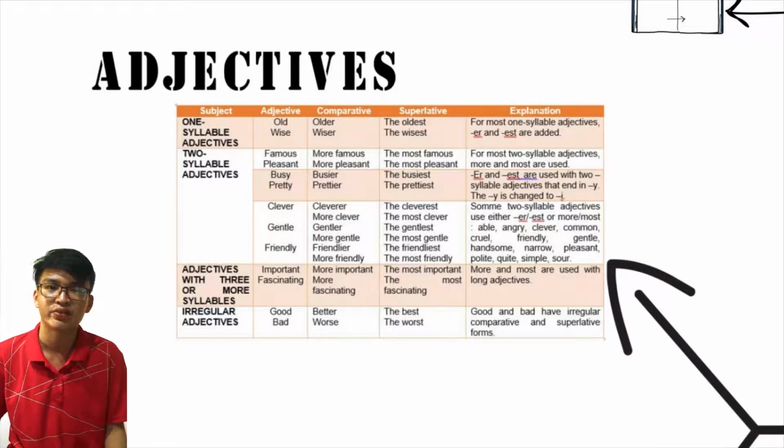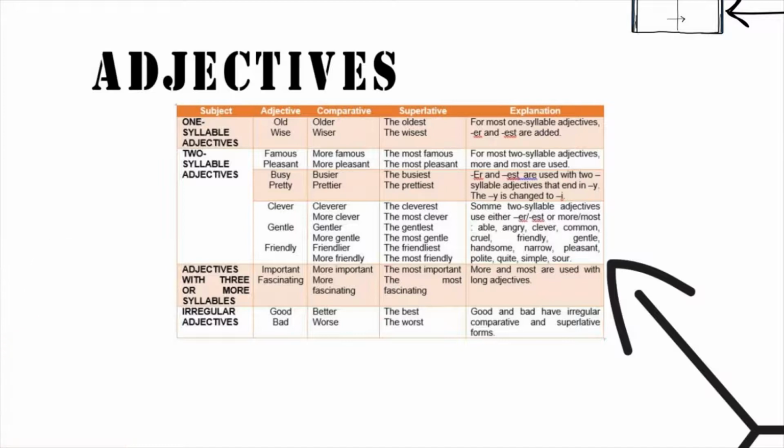The comparative form of clever is cleverer or more clever. The comparative form of gentle is more gentle or gentler. The comparative form of friendly is friendlier or more friendly. And the superlative form of clever is the cleverest or the most clever. And then the superlative form of gentle is the most gentle or the gentlest. And then the superlative form of friendly is the friendliest or the most friendly.